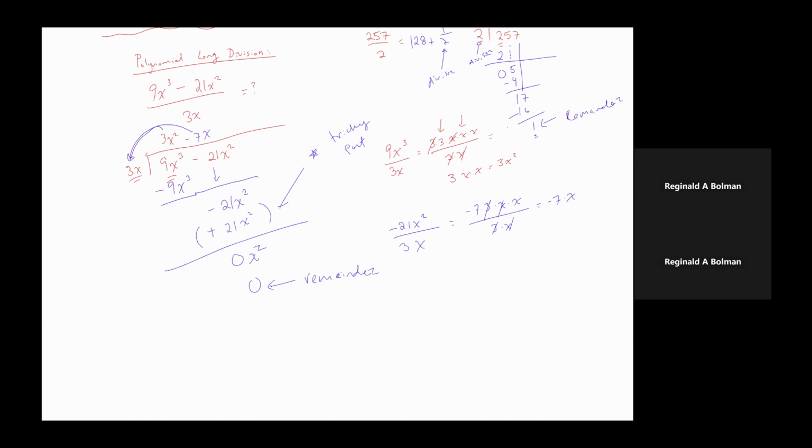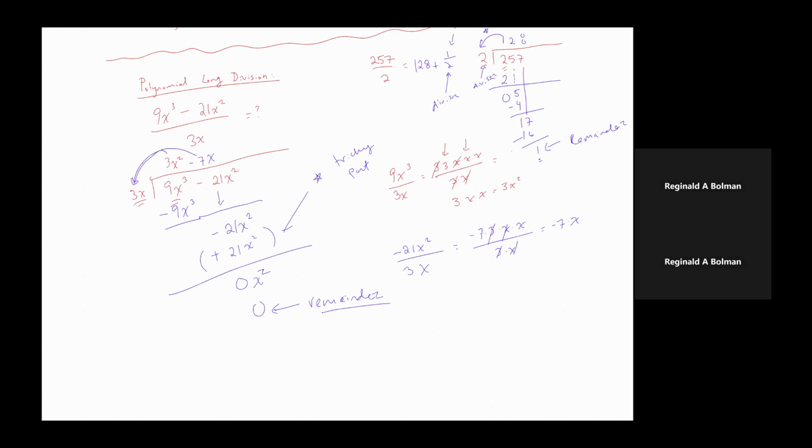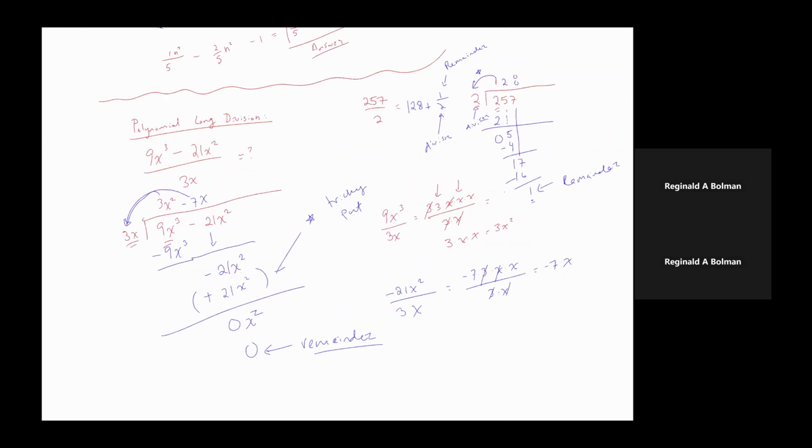So what is the division of 9x cubed minus 21x squared by 3x? Well, according to this, because we have a 0 remainder, this will be equal to exactly 3x squared minus 7x. And that's all we have to do.